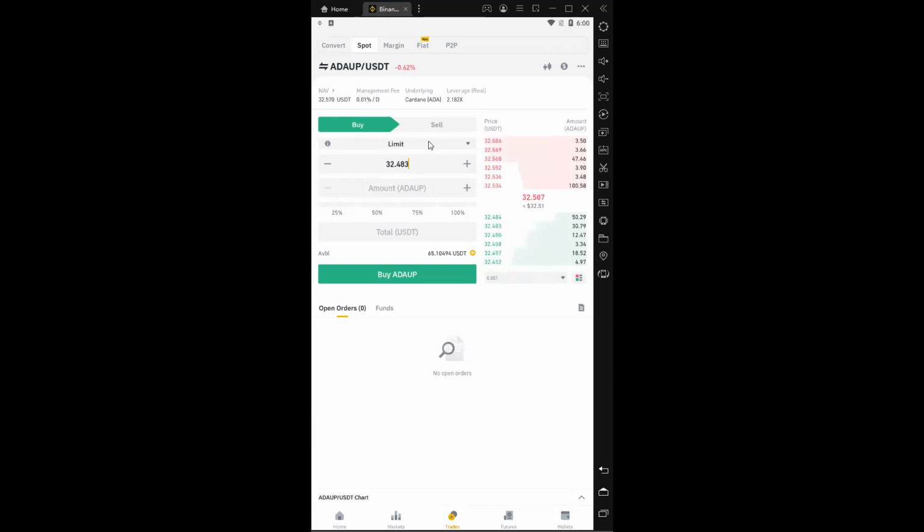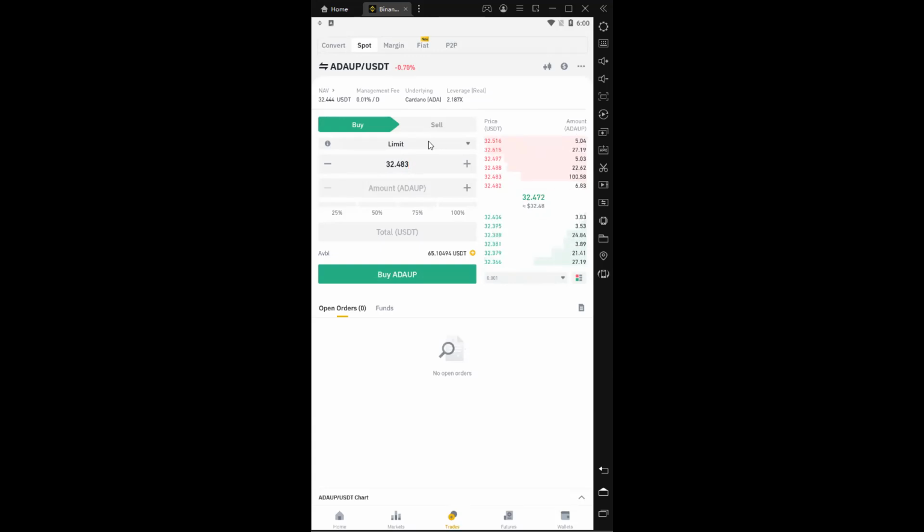Is it the usual ADA, the $32? Yes. So is it the $32 that will be multiplied by 2? Or what will you get exactly? Okay, what you will be getting will be ×2 of your capital at your entry.